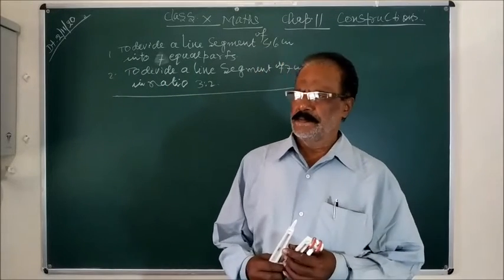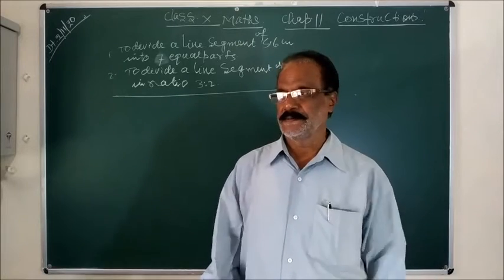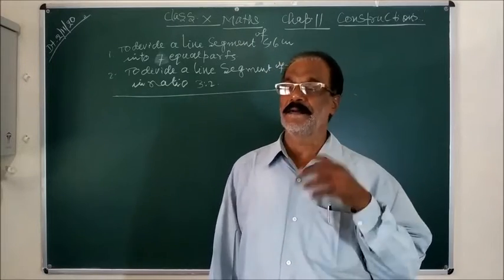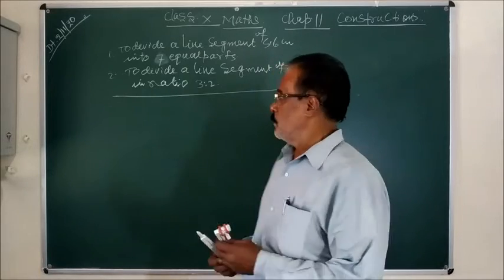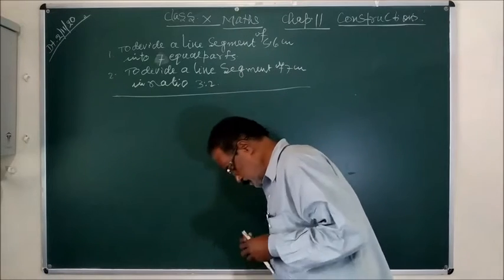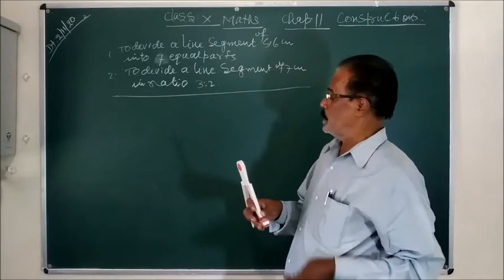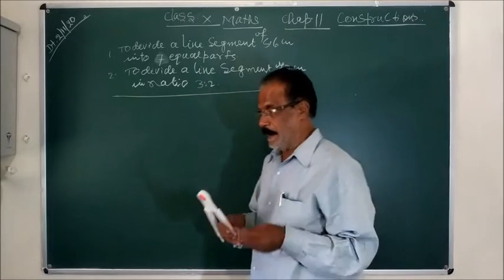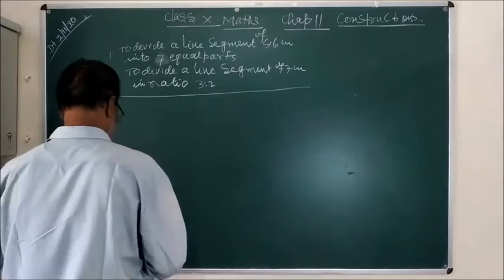So these two are in the chapter construction. And to draw similar triangles, this topic has been removed for this session. So first you see, I have written two questions. First is, how will you divide the line segment in given equal parts?